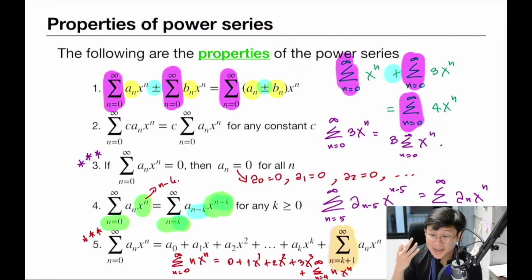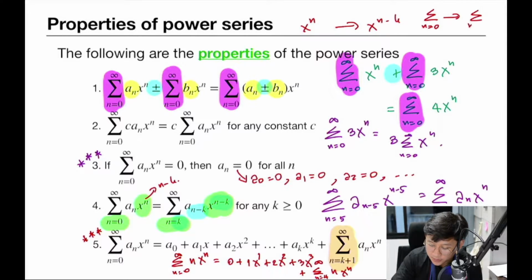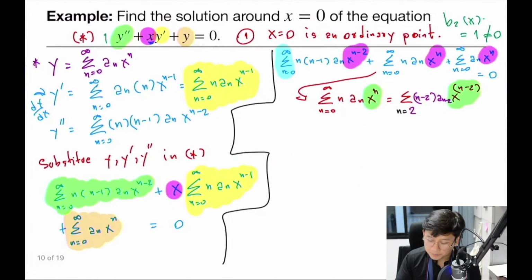Okay, so just to make it easy, if you want to change from x to the n to x to the n minus k for any k, for example, x to the n minus 2, summation n from 0, you need to change summation n from k. Okay, and any n you change to n minus k. Good. For example, this one, I can do it more easily by just using the property.